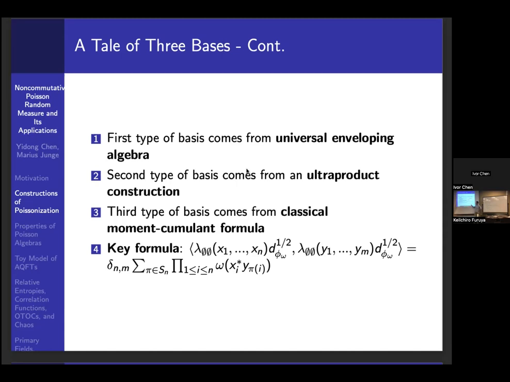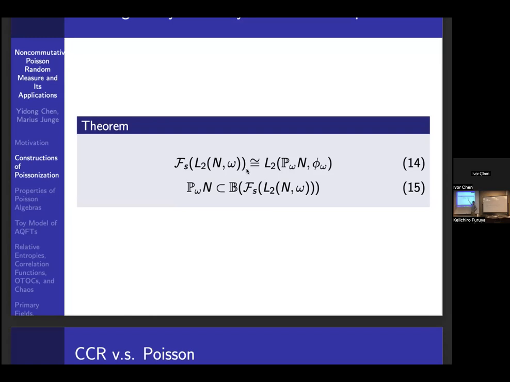Now let's stare at it. What does it say? It says that this inner product factorizes into two-point functions. What does that mean? That just means the Hilbert space we're working on is nothing but the Fock space. So the L2 of the Poisson algebra, the GNS Hilbert space, is isomorphic to the Fock space. And the Fock space is always a Fock space of some other Hilbert space, right? Because you want to talk about the direct sum of symmetric tensor products of H. And this underlying H is the L2 using the weight omega.